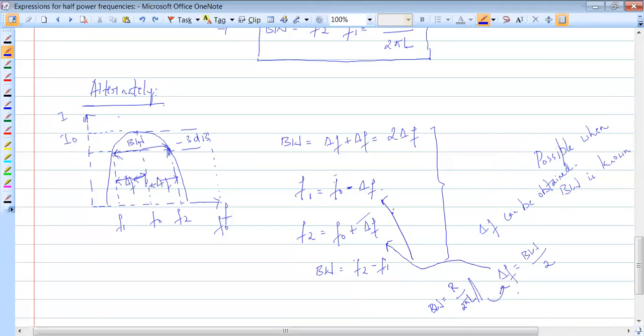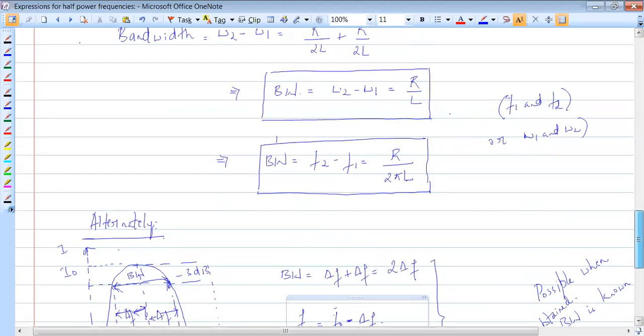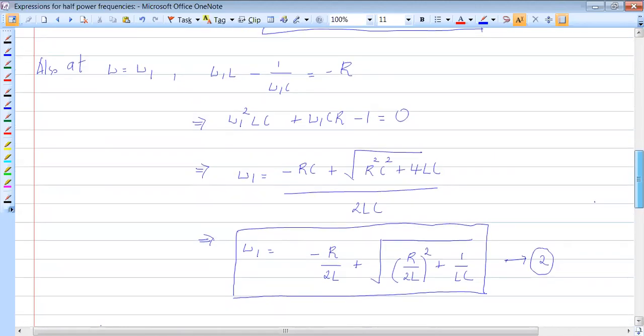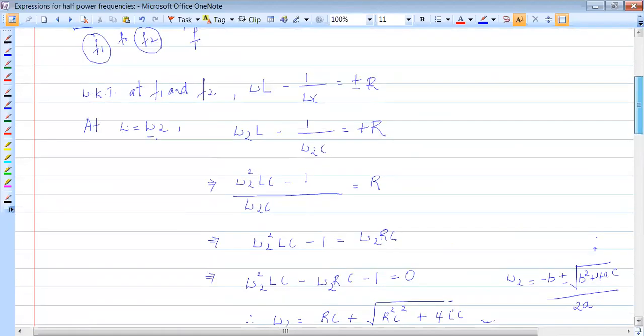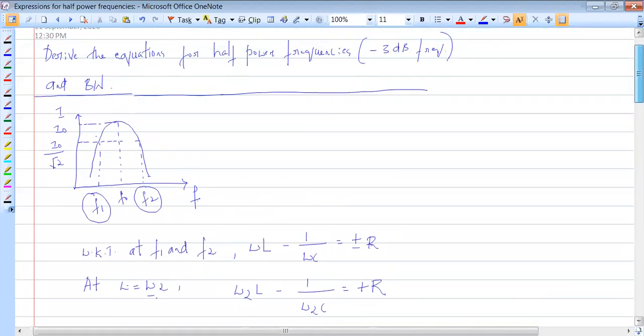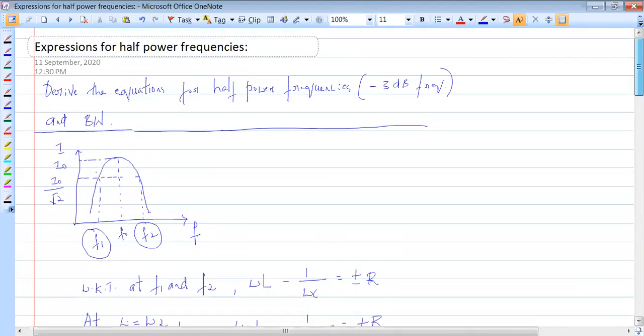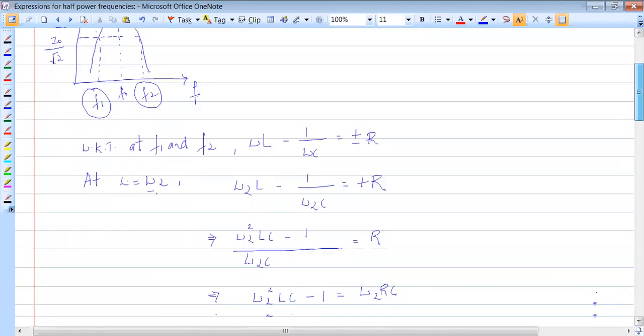Any doubts in what we have covered so far? It is just the derivation part I've given you. This derivation is something that we have gone through. We have solved one problem. We will be solving more problems on the series resonance circuits in our next class, that's on Monday.